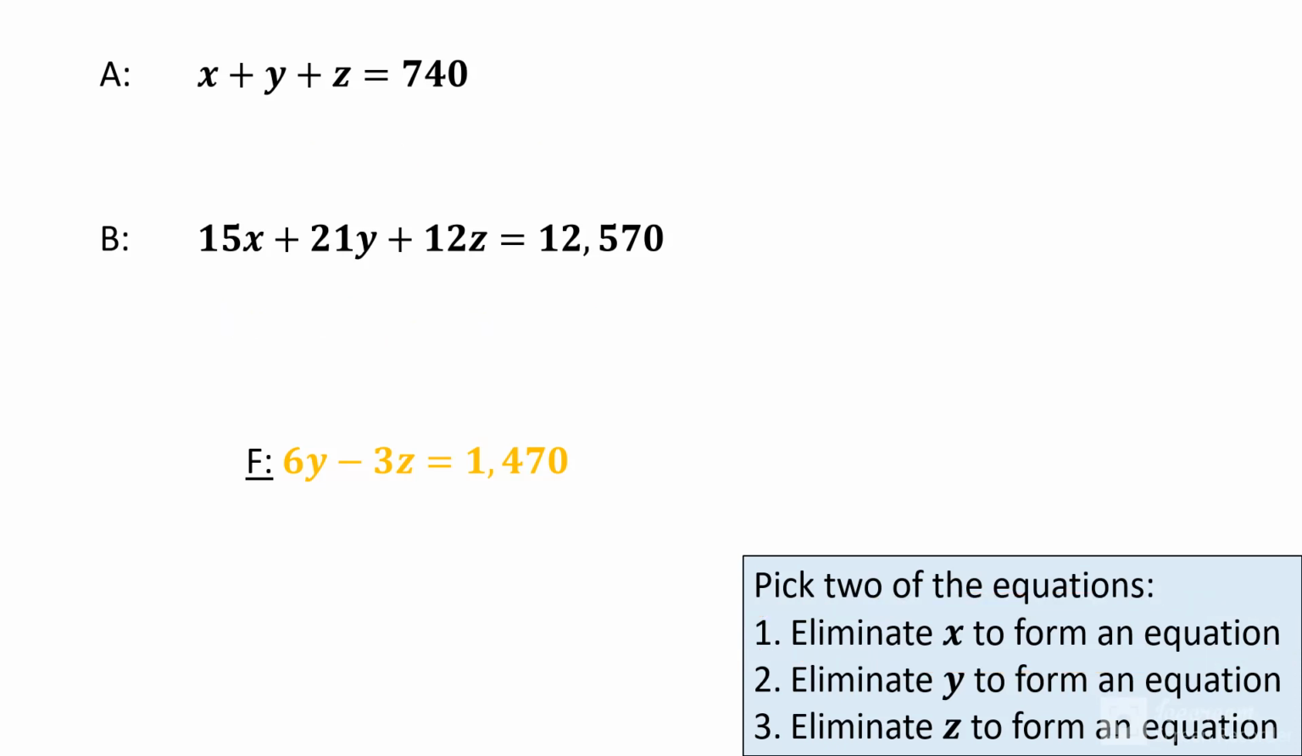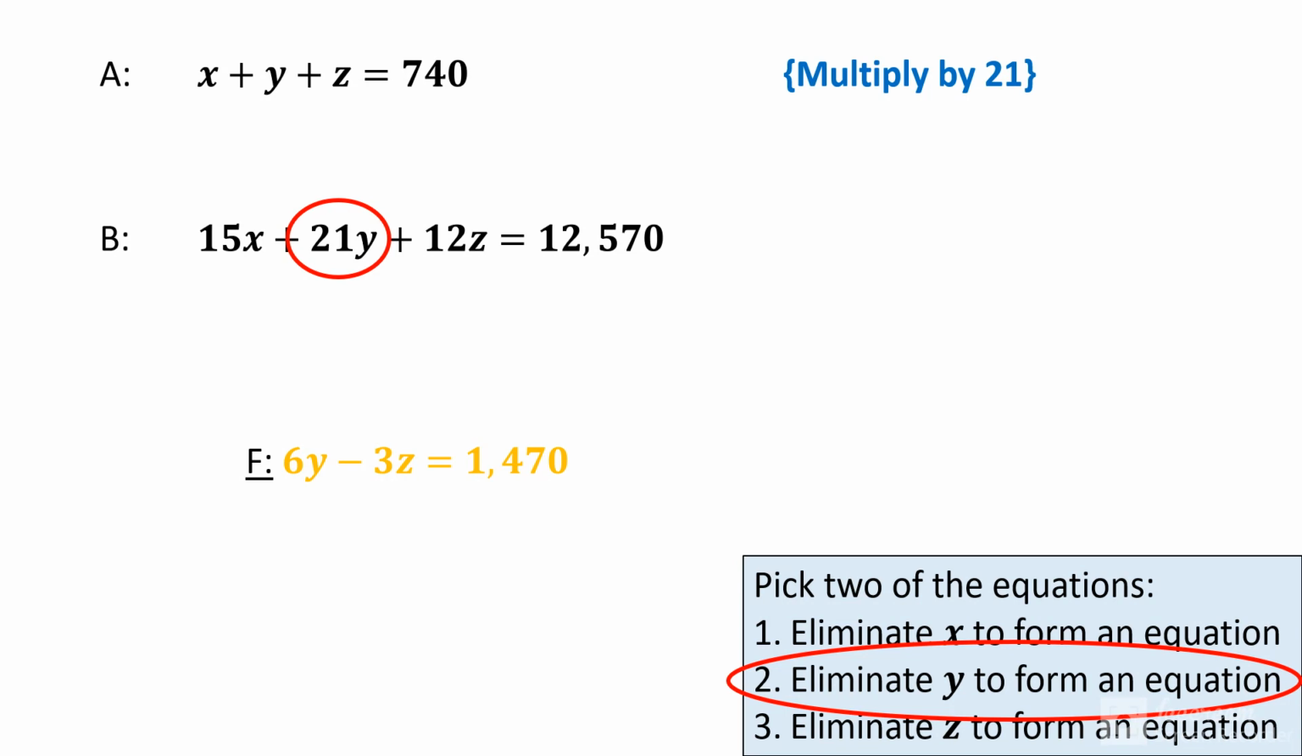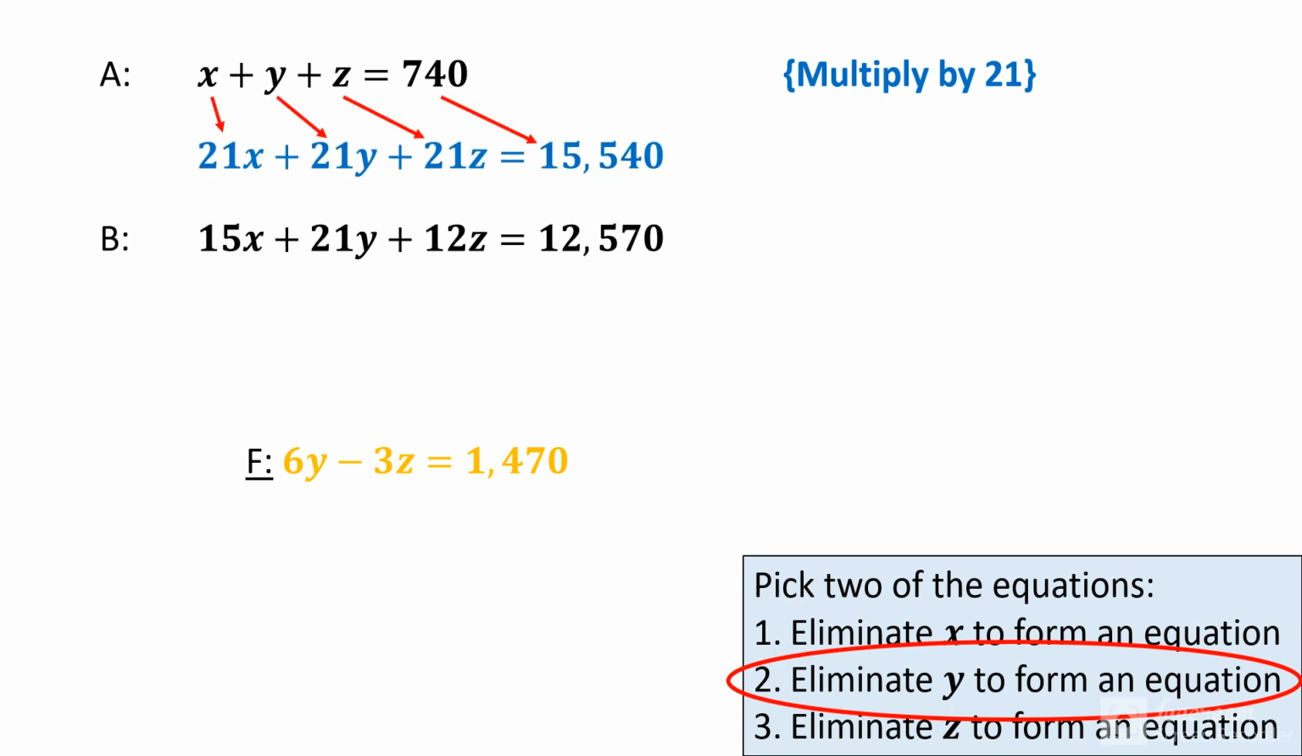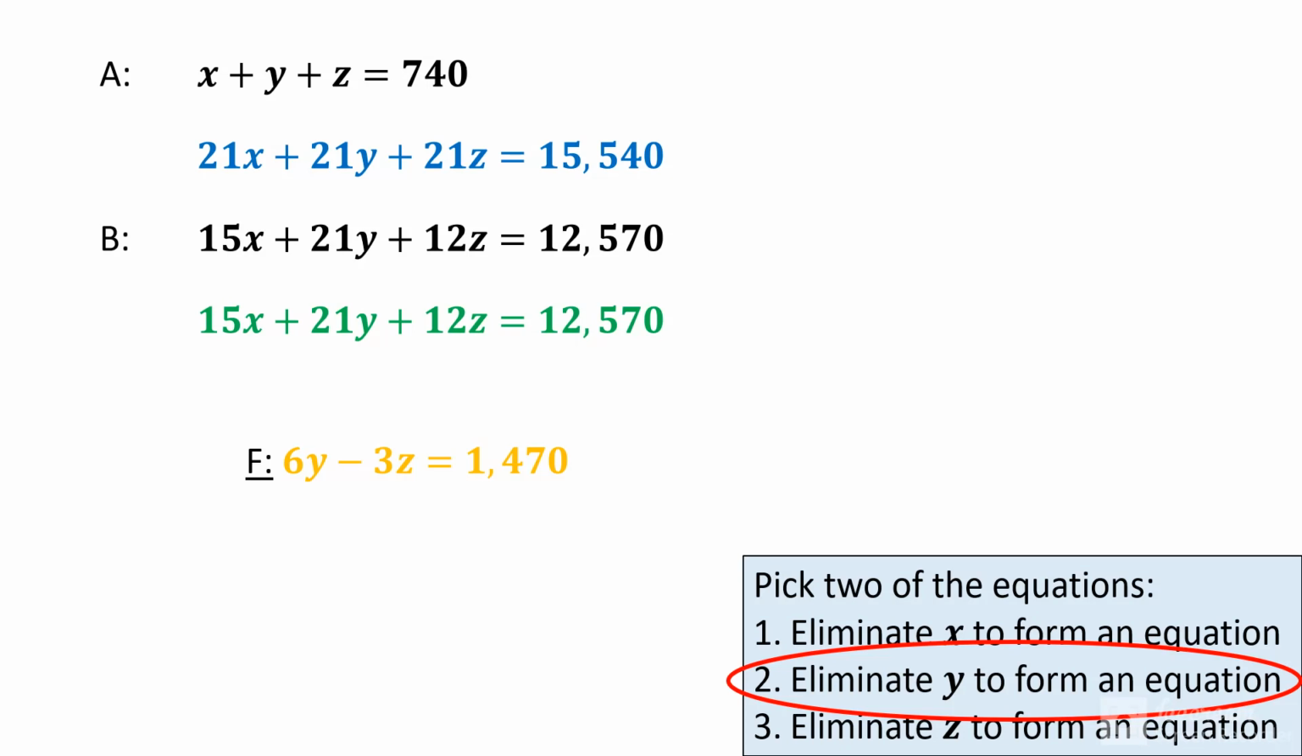We're going to stick to the same two equations and we're going to now eliminate y. So let's repeat it but eliminate y. So we're going to multiply everything in equation A by 21. And write down equation B underneath and do our subtraction once again. So 21x take away 15x is 6x. 21y take 21y, that eliminates y, is what we're trying to do at this stage. And 21z, take away 12z, leaves us 9z. And 15,540 take 12,570 gives us 2,970. We'll call this equation G.